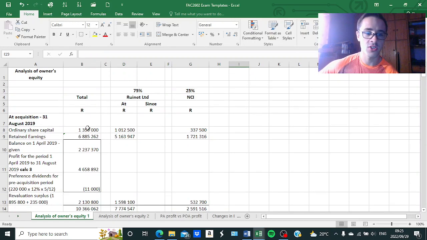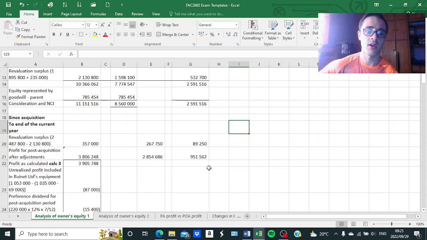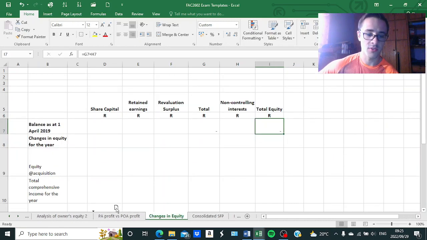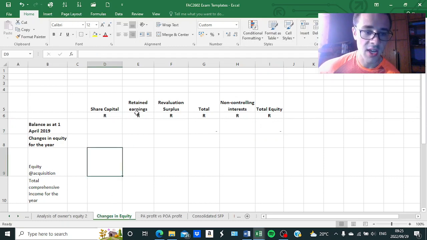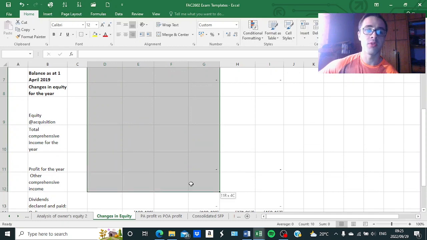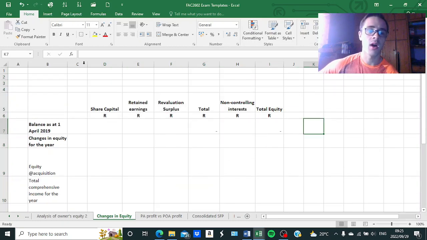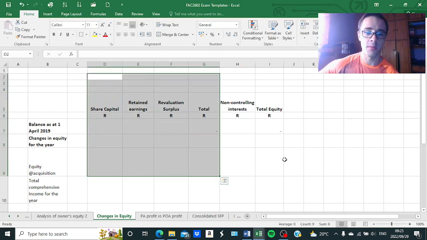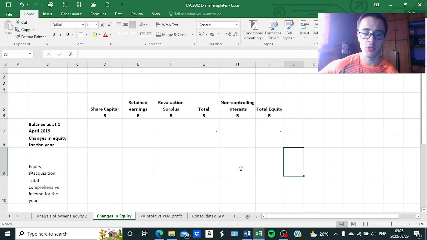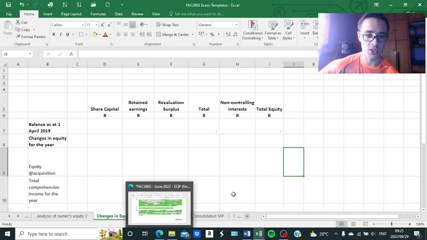Okay, so we have finished the analysis of owner's equity. So now let's turn to the consolidated statement of changes in equity. As I've said previously, remember that this section right here will represent the total equity of the group, because it is the consolidated statement of changes in equity that is attributable to owners of the parent, and this one will be non-controlling interests, okay, which will be shown separately in your consolidated statement of financial position.